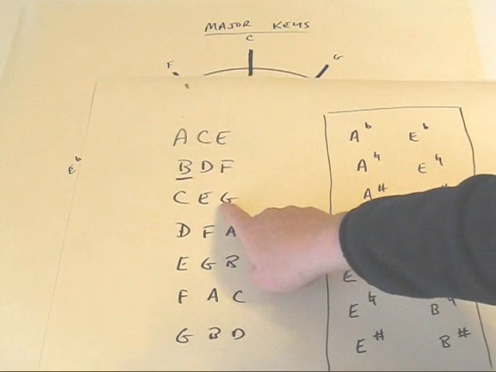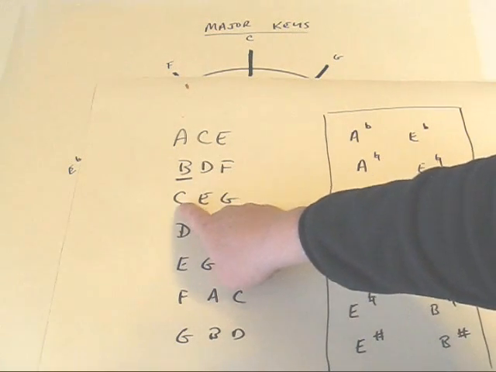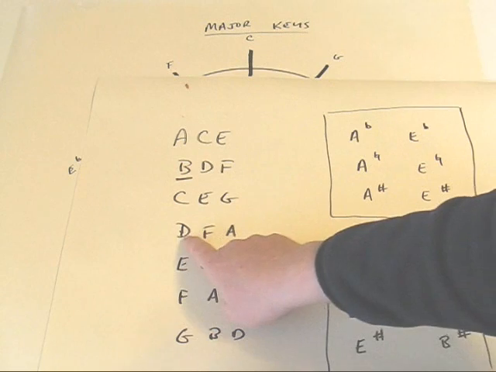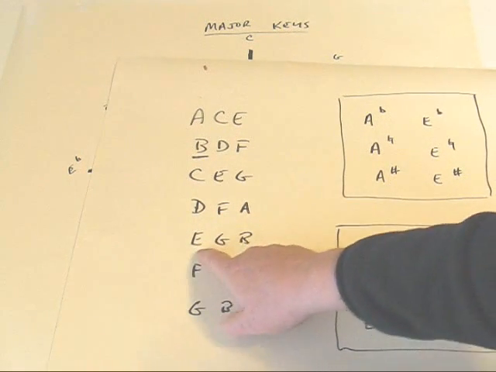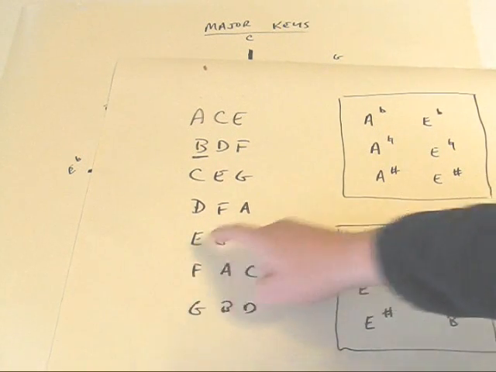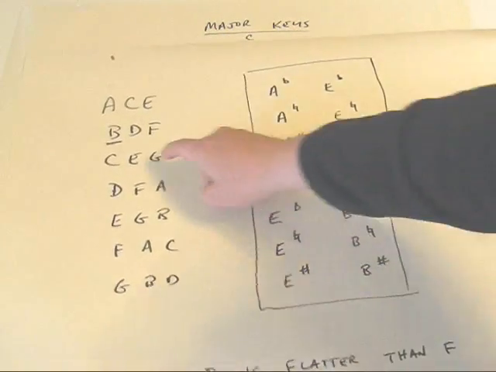Go backwards, the perfect fourth of G is C. Perfect fourth of A is D. Perfect fourth of B is E. If this one's flat, this one's flat. Okay? So the one exception is BDF.